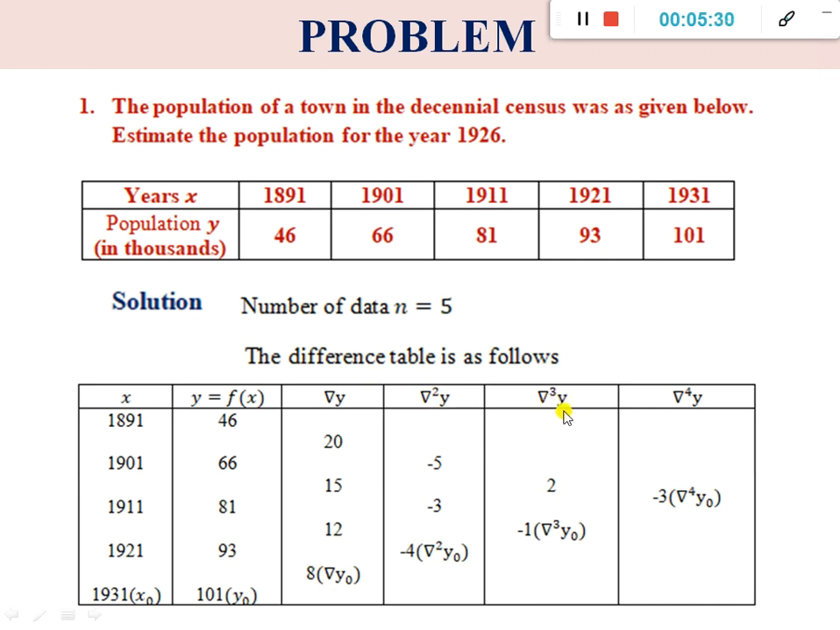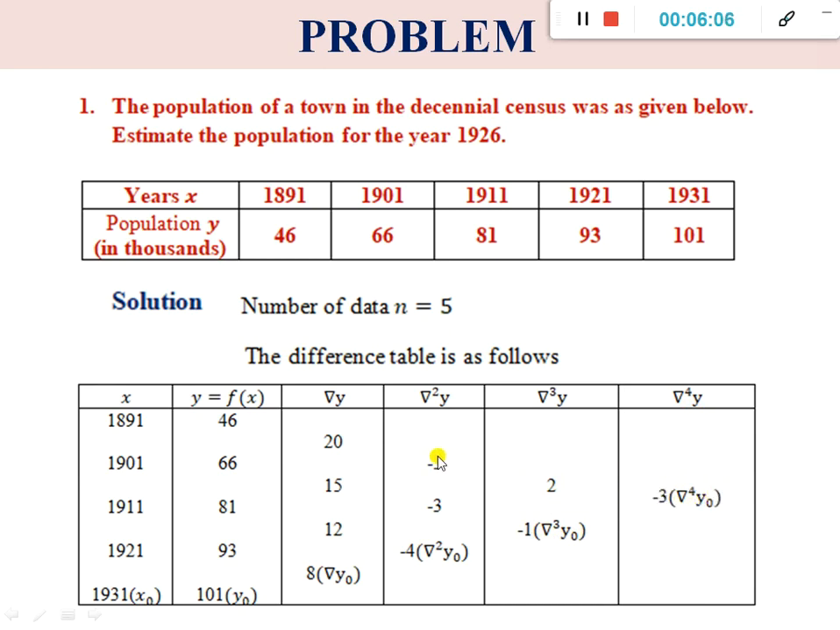Next, delta cube y. For that also we do the same process. Minus 3 minus of minus 5 is plus 5, so it becomes 2. And minus 4 minus of minus 3 gives the value minus 1. So these are the values of delta cube y. The last value I take as delta cube y naught. Now the next column: minus 1 minus 2 is minus 3. This is nothing but delta power 4 y naught.